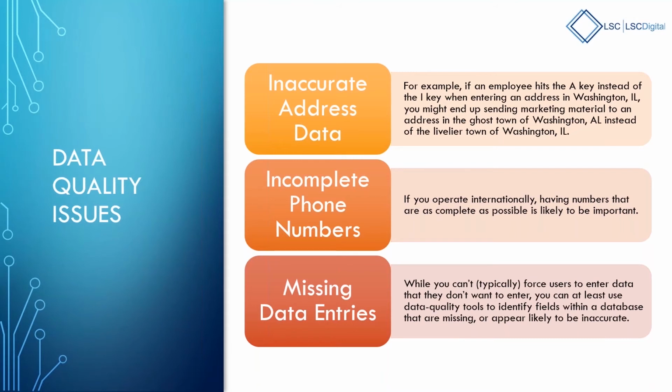The second is incomplete phone numbers. If you operate internationally or in the US, providing sales with incomplete numbers makes their job more difficult and wastes time and money. Last but not least, missing data entries. While you can't force users to enter data that they don't want to enter, you can at least use data quality tools to identify fields within a database that are missing. An example to avoid this would be to utilize required fields when asking customers or leads for information in online forms.